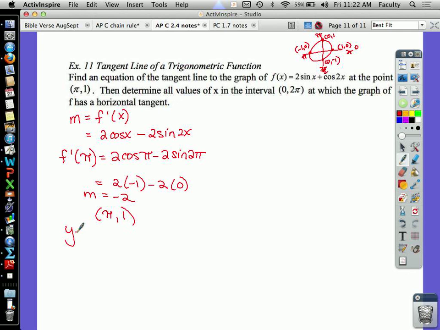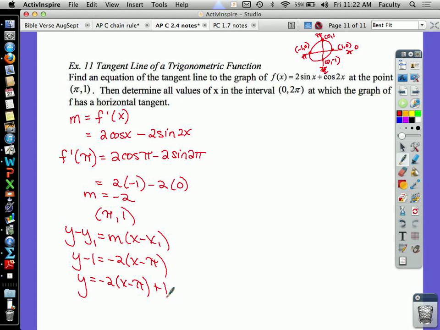So we're going to use point slope form. And this would be y minus 1 equals -2 times the quantity x minus pi, and I can add 1 to both sides. You can leave it like this, or you can use the distributive property, because you can't add together 2 pi plus 1. So there's your equation of the tangent line.